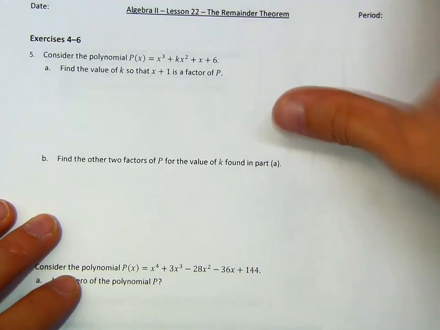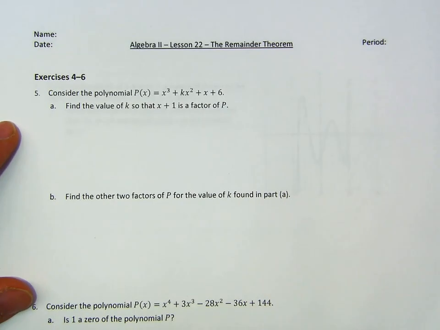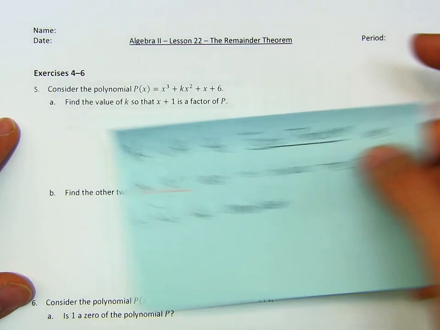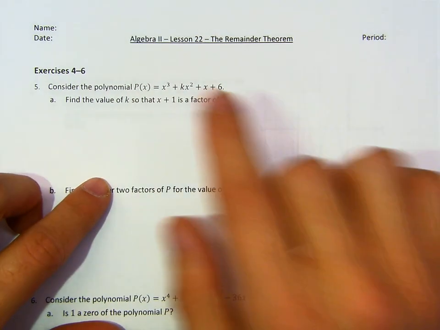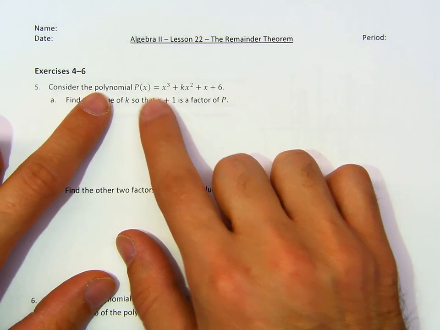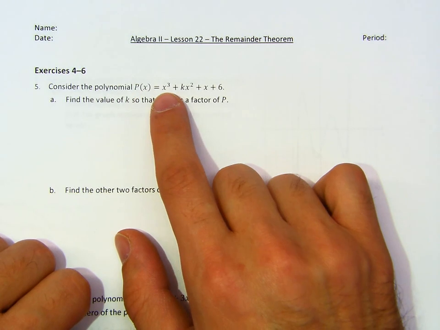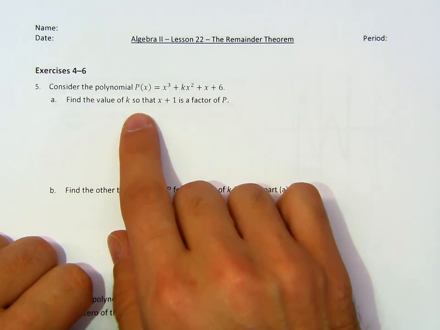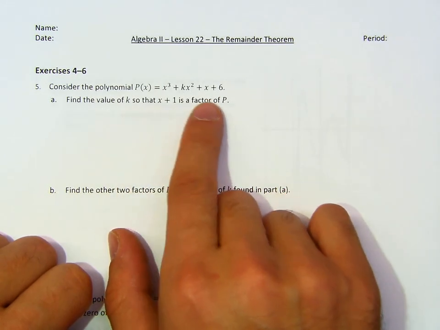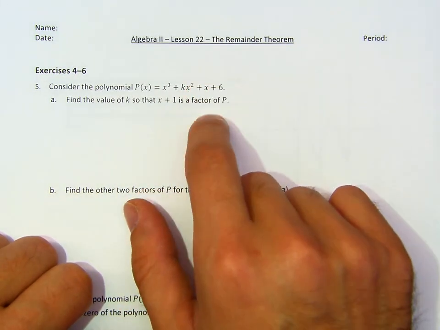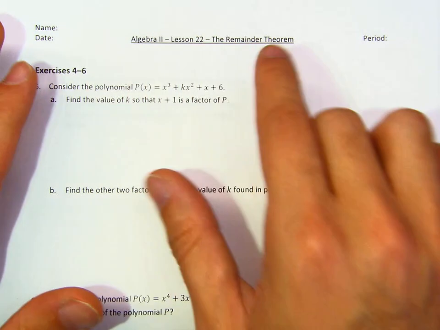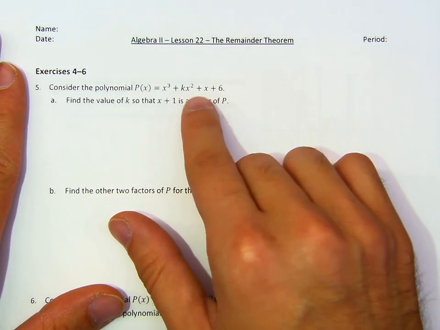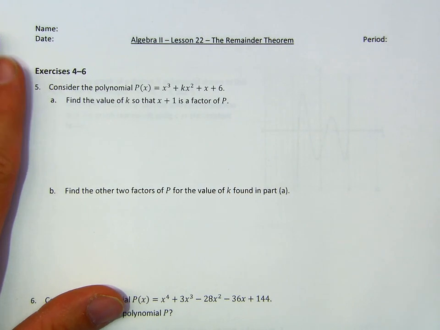So here, this is page number 2 from yesterday. We didn't get a chance to do this question, but this question is very, very tricky, okay? So here, let's read this question. It says, consider the polynomial p of x is equal to x cubed plus kx squared plus x plus 6. Find the value of k so that x plus 1 is a factor of p. This is a very tough question if you have no idea anything about what we're doing with dividing polynomials. And it's a good SAT question, but how do we figure it out?